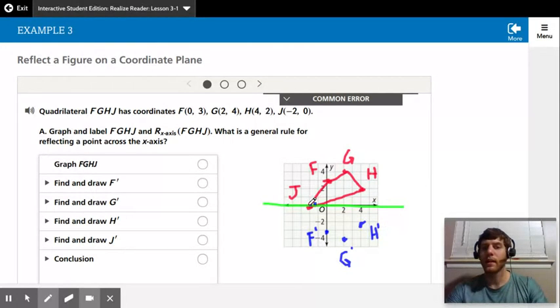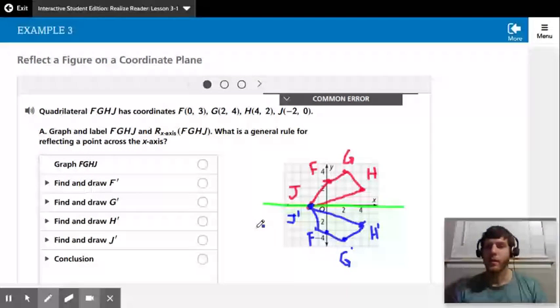Okay, J is on the line of reflection. So when you fold it over, it's just going to stay right there on the line. It's not going to move. So J prime is going to be in the same location as J because it's on that line of reflection. So again, if you fold the paper over, whatever is on that line is going to stay on that line. Okay, we can then connect our points. Okay, and we have our reflection.